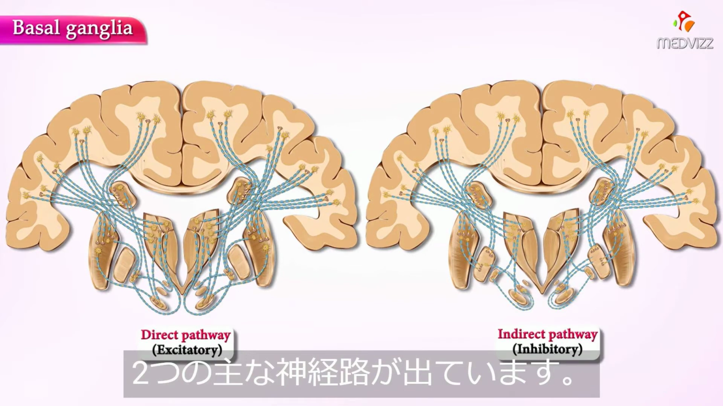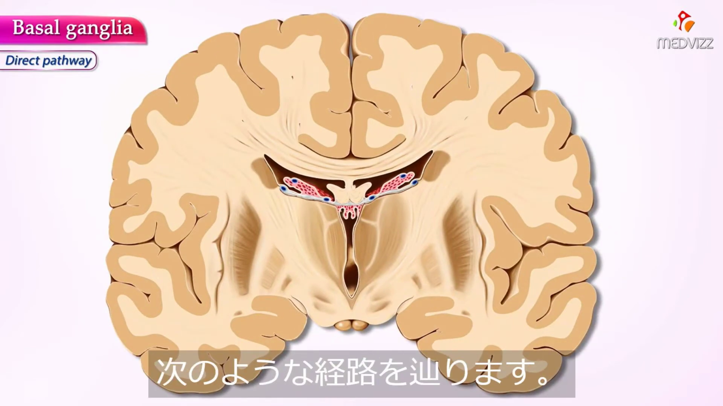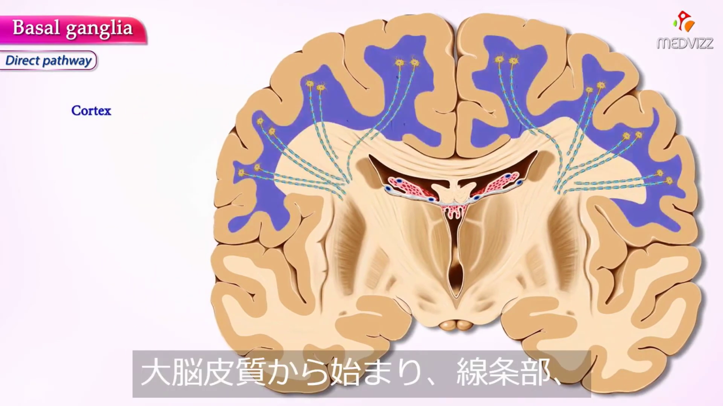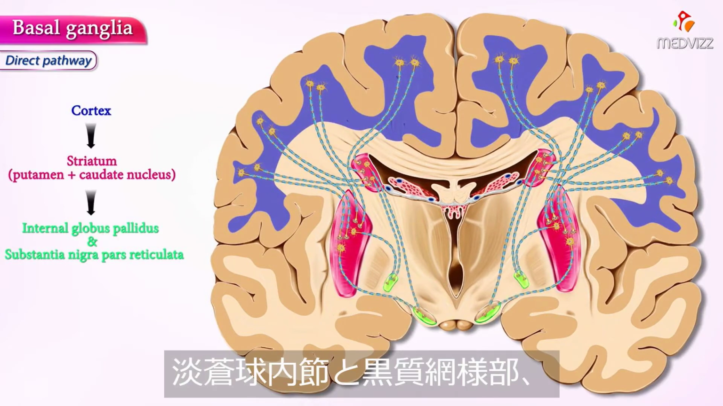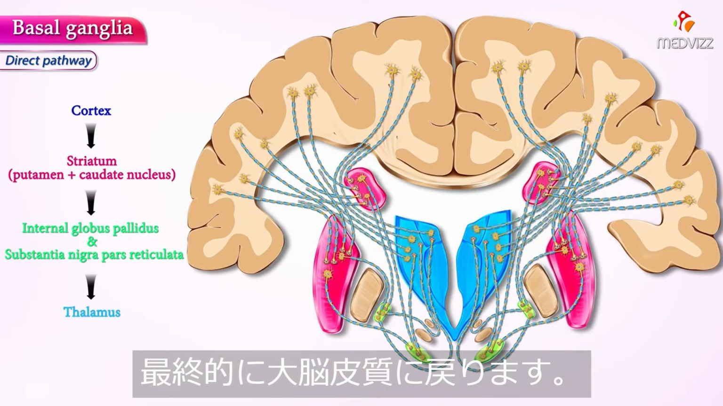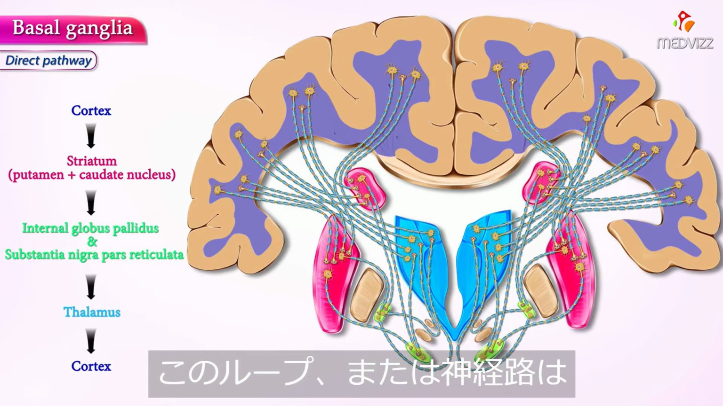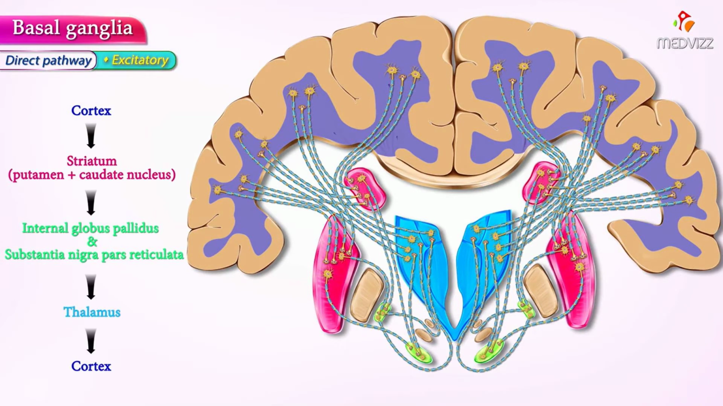and indirect pathways. The direct pathway begins in the cortex and follows the following path. Please pay close attention to it. It begins from the cortex, travels to the striatum, to the globus pallidus internus and substantia nigra pars reticularis, to the thalamus, and eventually closes back to the cortex. This loop, or this pathway, is excitatory, which means it promotes movement.